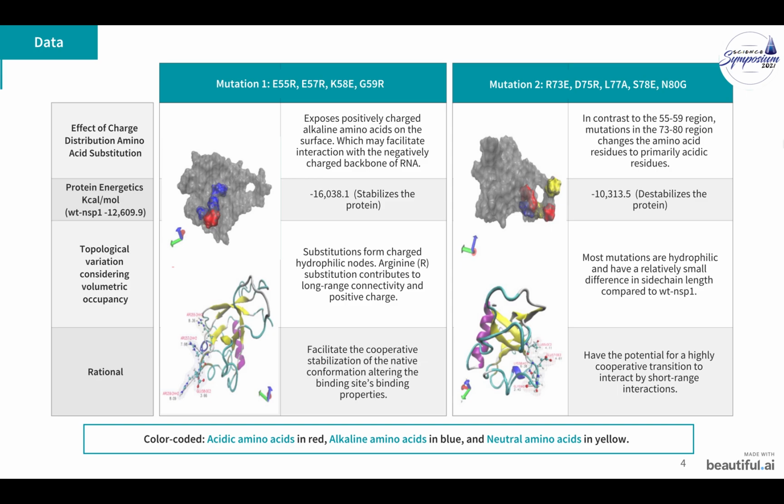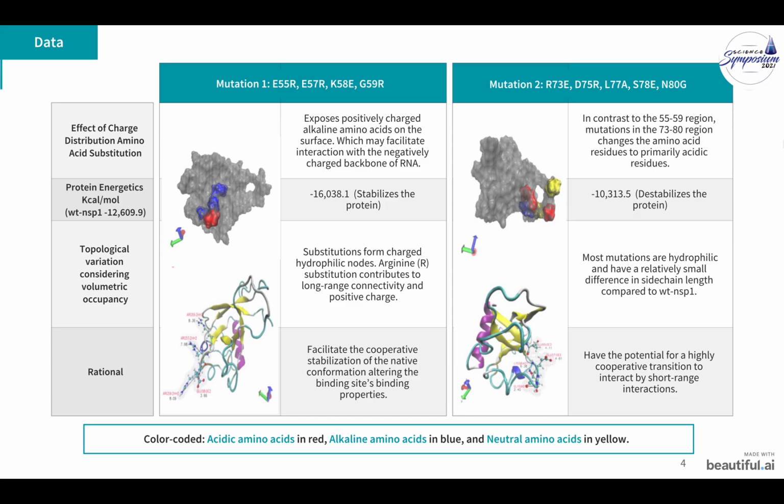On considering protein energetics, which is measured in kilocalorie per mole, we see that the wild-type NSP1 has a protein energy of negative 12,000, which when compared to mutation 1, which is at negative 16,000, stabilizes the protein, while mutation 2, which is at negative 10,000, destabilizes the protein.